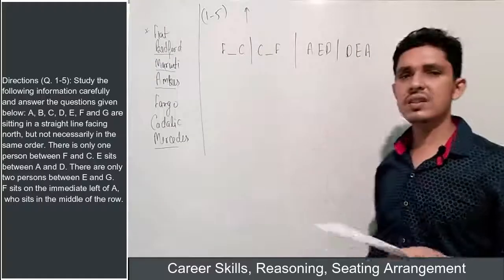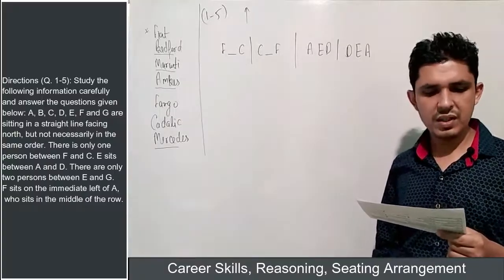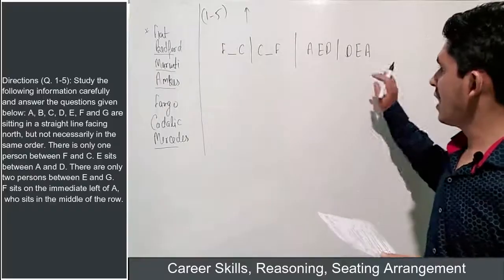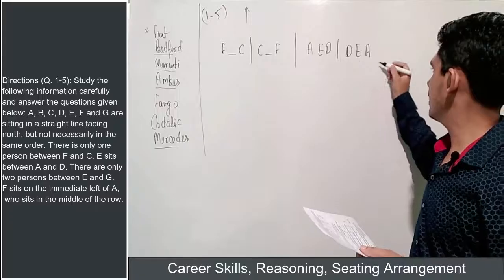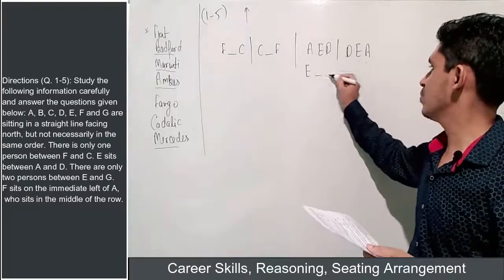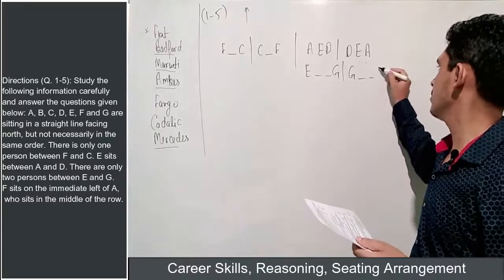Like in both the cases, E is between A and D. Thereafter, there are only 2% between E and G. So if we check E and G, if G is here, then 2% should be there. So we can write it as there is 2% between E and G.